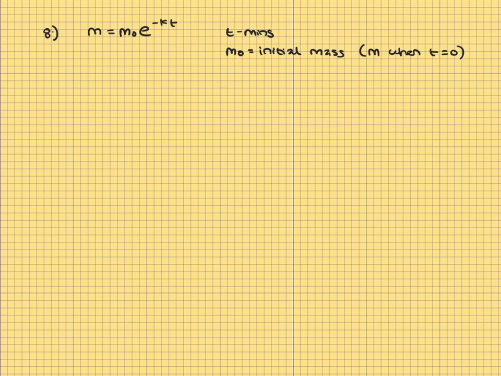So the half-life of a radioactive substance is the time it takes for half of the mass of the substance to decay. So that means that if half of the mass decays, that means that the new mass, m, must equal a half of m0. And what they're telling us is that this happens when the time is equal to 3 minutes.